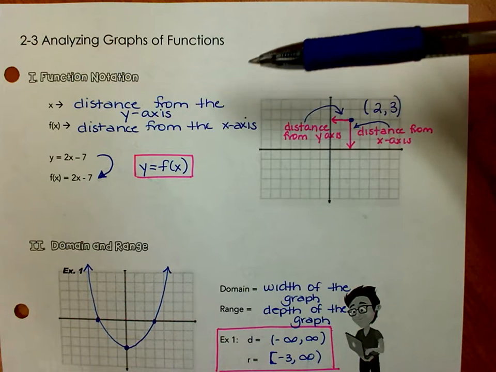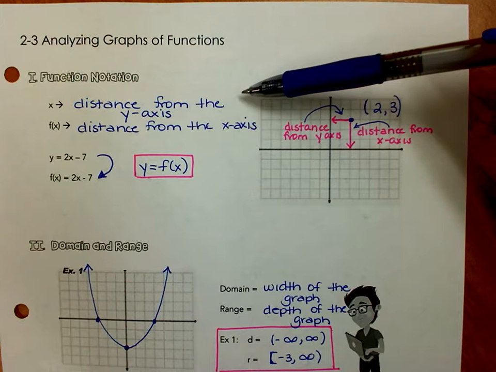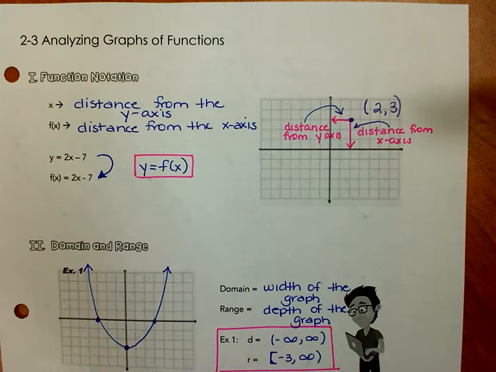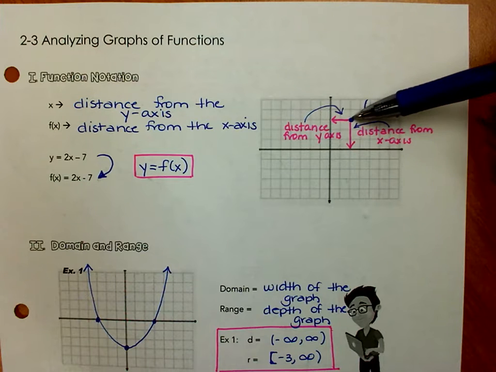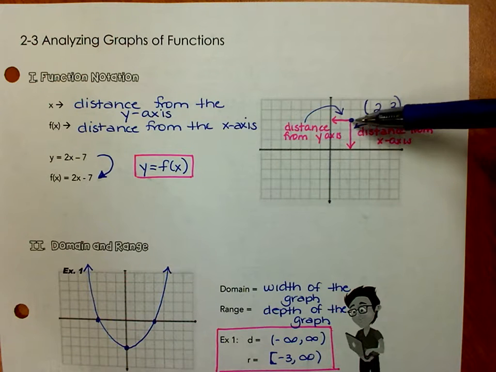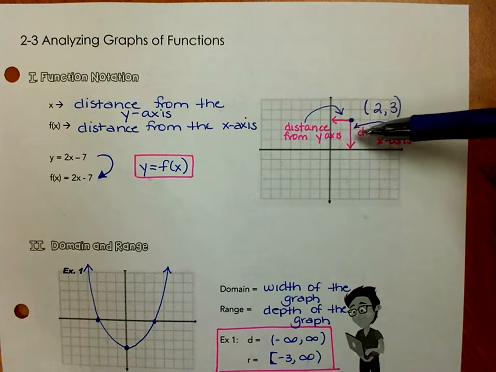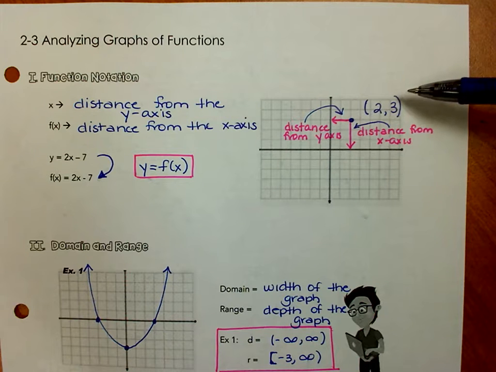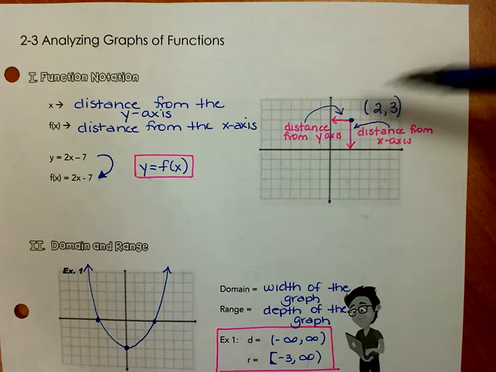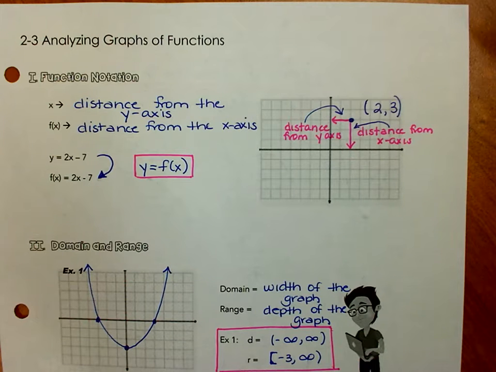Okay, so we said that x was the distance from the y-axis, and f of x was the distance from the x-axis. If you look at this ordered pair, (2, 3), on the graph, you can see that the y of 3 is 3 units away from the x-axis, and the x of 2 is 2 units away from the y-axis. I don't think I had ever really looked at that until I was going through this section, getting it ready.